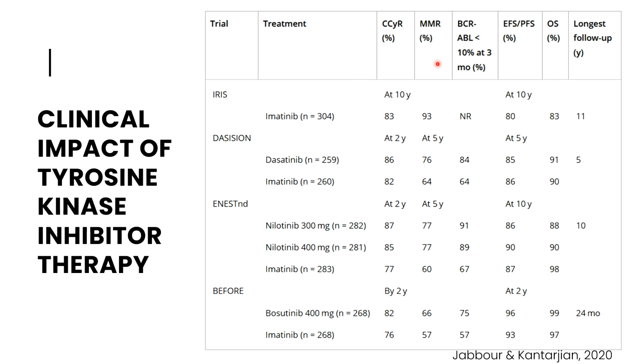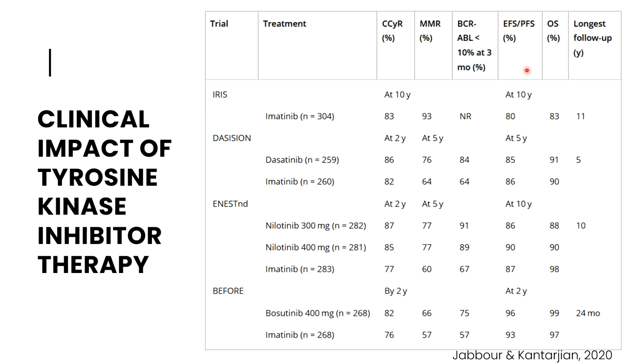The first two outcomes, CCyR and MMR, are going to be our complete cytogenetic response, our CCyR, and our major molecular response, our MMR. These measurements will then indicate how effectively treatment suppresses the leukemic cells responsible for the disease progression. As the response rates improve, clinicians then gain confidence that abnormal kinase activity is successfully being inhibited.